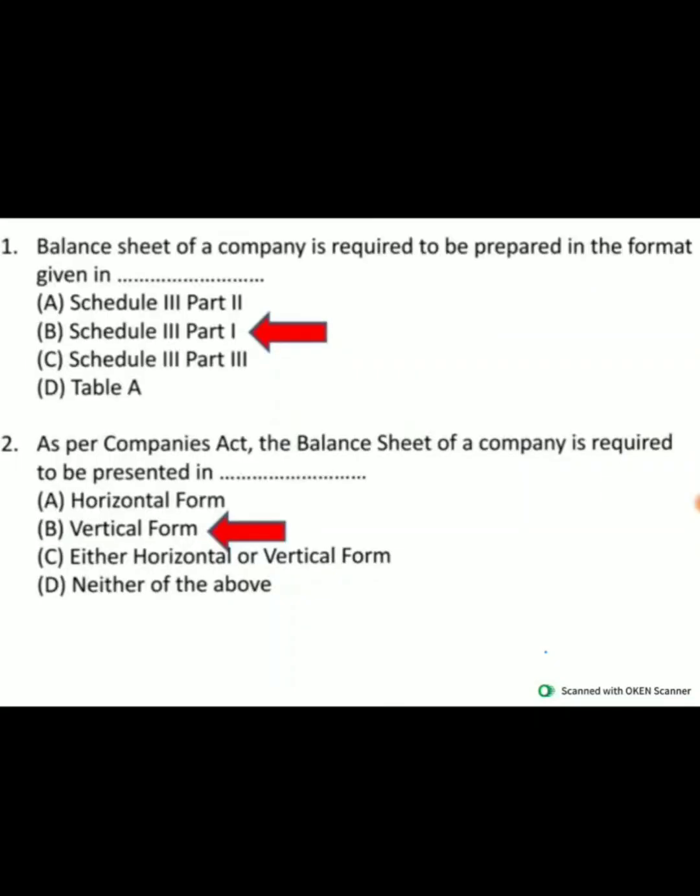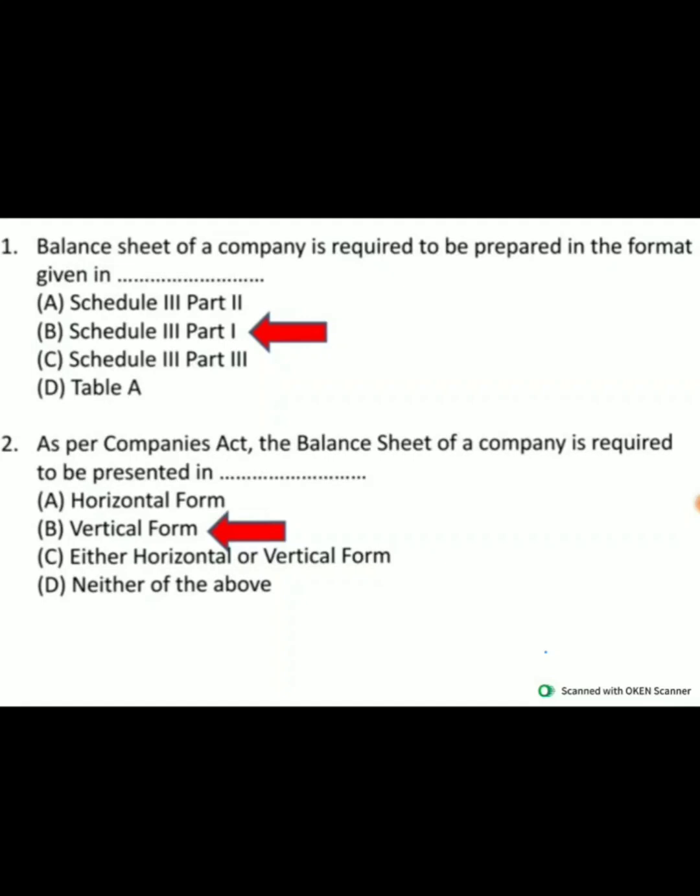The first question: balance sheet of a company is required to be prepared in the format given in. So the right answer is Schedule 3 Part 1. As per Companies Act 2013, Schedule 3 Part 1 is the balance sheet. Schedule 3 Part 2 is the statement of P&L account.